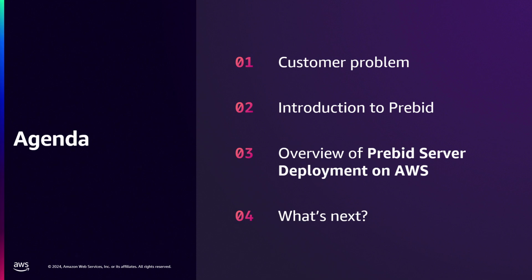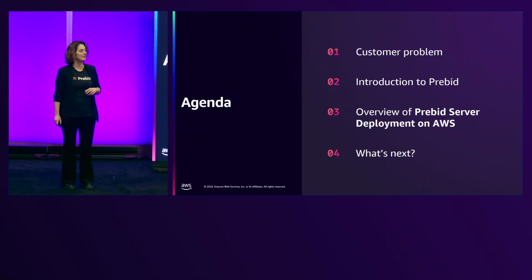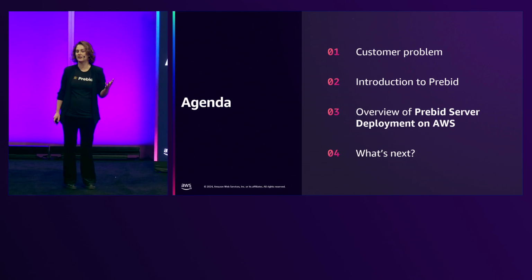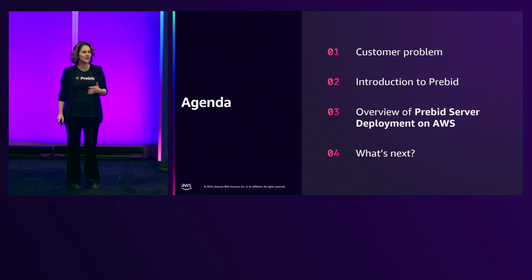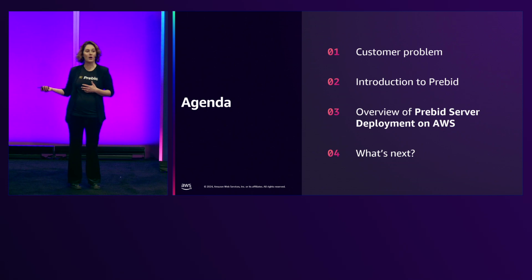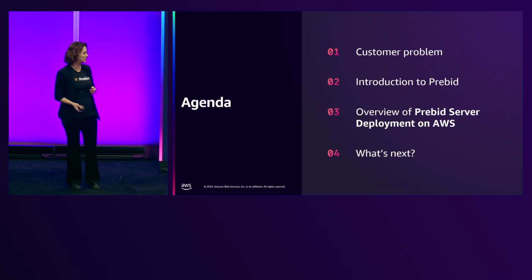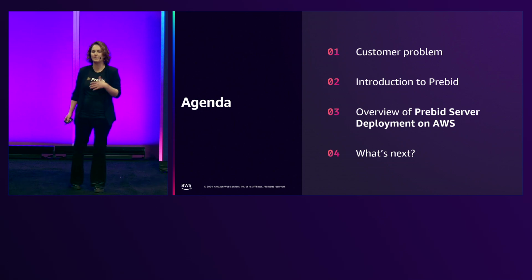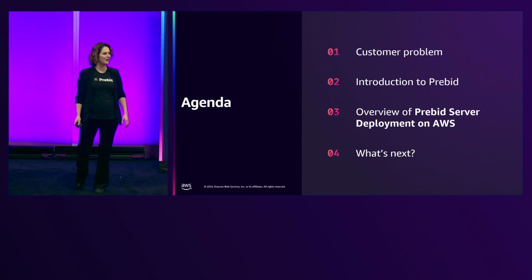All right, so our agenda today, first we're going to talk a little bit about the customer problem. Then we're going to give a quick introduction to Prebid, what Prebid is, how it helps with ad monetization. Then Mike's going to go into an overview of Prebid Server Deployment on AWS, our solution. And then we're going to talk a little bit about what's next, like what are we developing, what are we working on, how are we going to evolve this product.